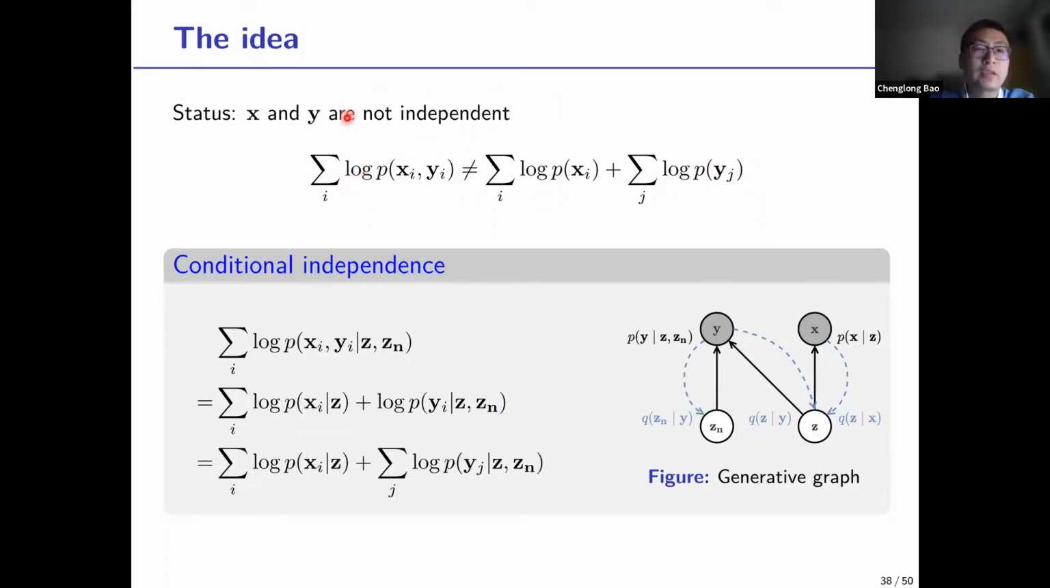In our method, instead of directly considering this independence, we consider a conditional independence by designing this generative graph. This generative graph means that the clean image is only correlated with Z, and the noisy image is correlated with Z and Zn, where Zn is the noise. Once we have this generative graph, we can show that this conditional likelihood can be decomposed as the summation of two terms. And these two terms do not require the pairing information between clean and noisy images. So I get a decomposed likelihood.